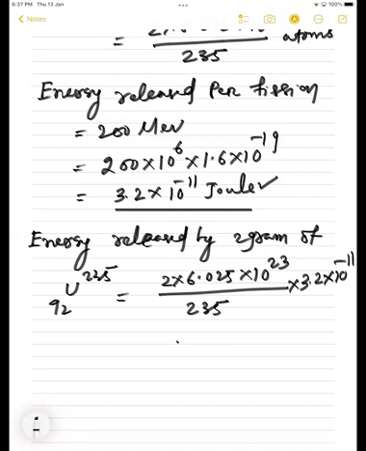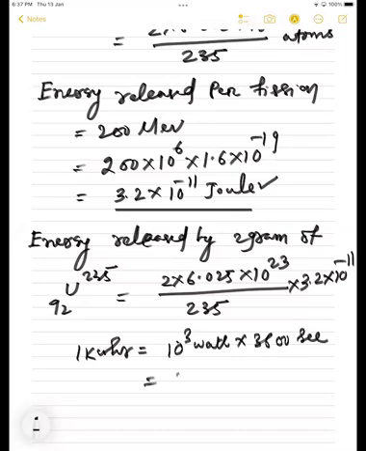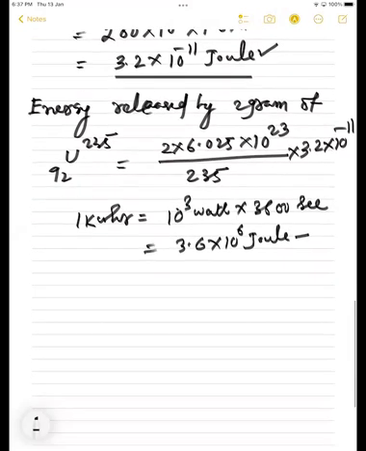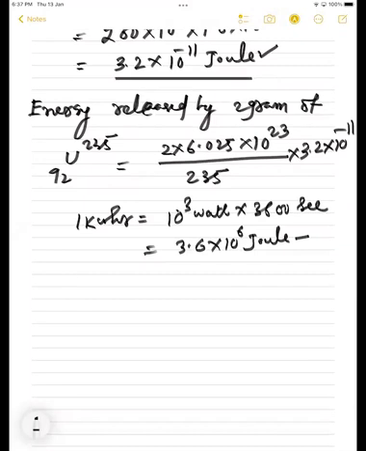And this is in joule. To convert joule, 1 kilowatt hour is how much joule? 1 kilowatt means 10 to the 3 watt. Hour means 3600 second. Do you remember? So that is 3.6 into 10 to the power 6 joule. Yes or no? Correct? So here you got joule. Again, we have to convert into kilowatt hour. Yes or no?